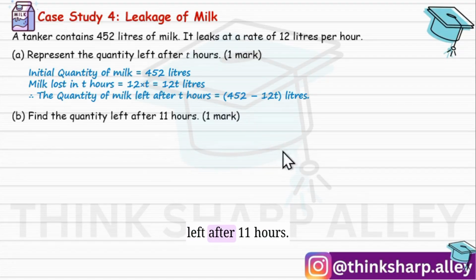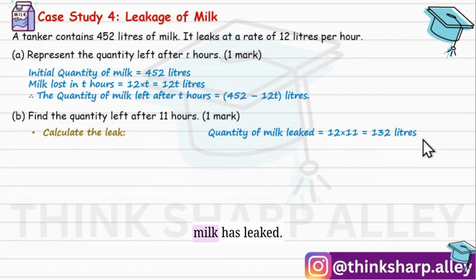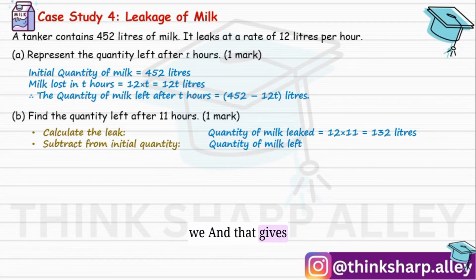Find the quantity left after 11 hours. Now we just plug in 11 where T used to be. So we calculate the leak first, which is in 11 hours, 12 into 11, 132 liters of milk has leaked. Then we subtract from the total initial quantity. And that gives me 452 minus 132, which is equal to 320 liters. That means there are 320 liters of milk left.